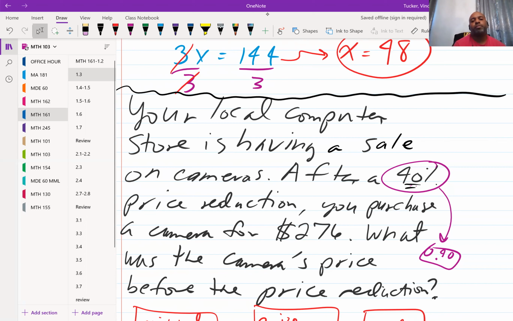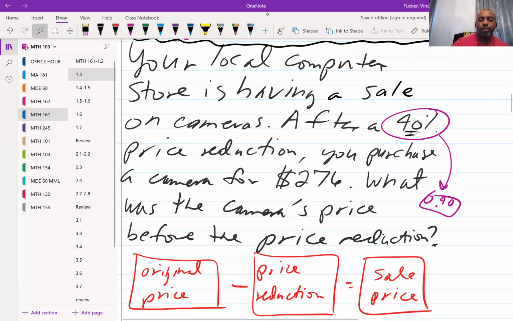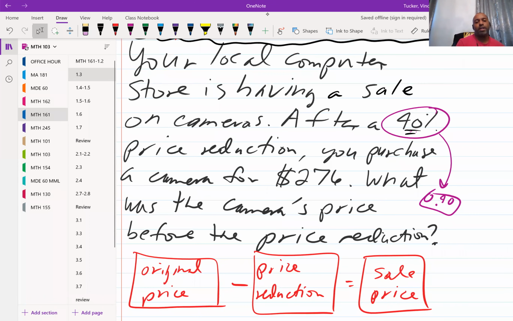All right, so we have a sale that's going on. Whether you've done retail or not, there's always a thought process that goes into a sale. And that's what I have right here in the red boxes. You have your original price minus the price reduction, and that gives you the sale price. So in other words, as far as our equation is concerned, I need a representation for each one of those three pieces.